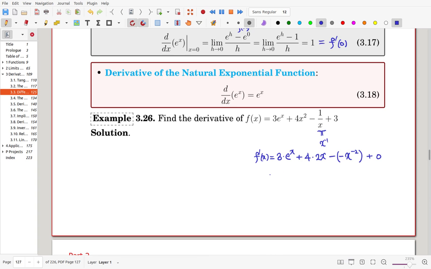Okay, let's rewrite this one: 3 e to the x plus 8x, and minus minus becomes plus, x to the minus 2. Okay, that's the final answer.